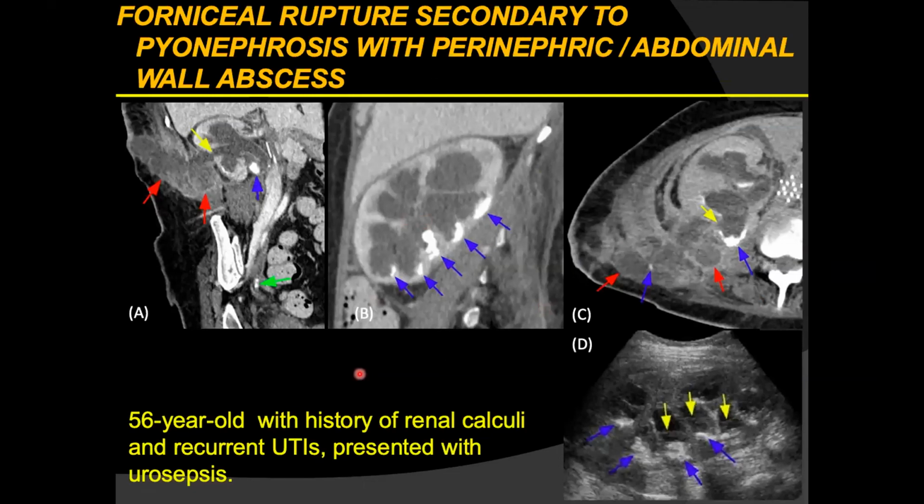Again, this is a 56-year-old with a history of renal calculi and recurrent urinary tract infections, presented with urosepsis. Now, you can see these oblique coronal images as well as the sagittal images. They show this obstructing distal ureteral calculus with proximal hydroureteronephrosis. There is a pyelosinus rupture in this region with perinephric and abdominal wall abscesses. The ultrasound also is showing some layering and debris within it, which is suggestive of the presence of pus within it.